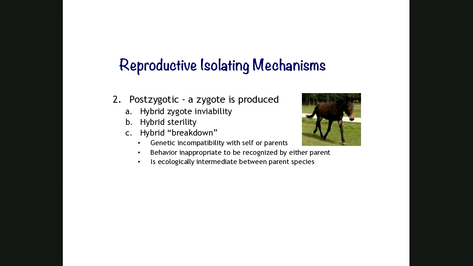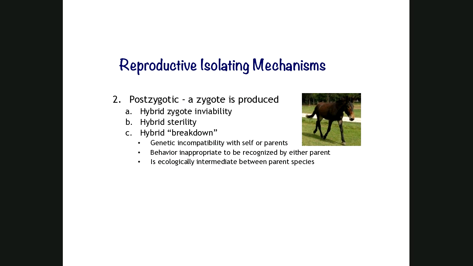So this is looking at post-zygotic mechanisms. If we do have species that are able to have sperm and egg come together, what then? How do we prevent those babies from introducing hybrids into the population, and genes going awry?